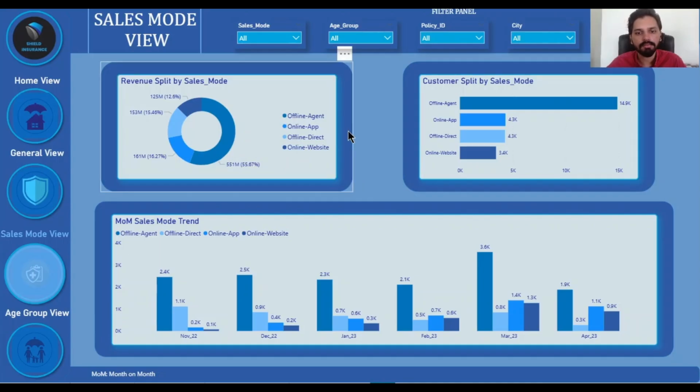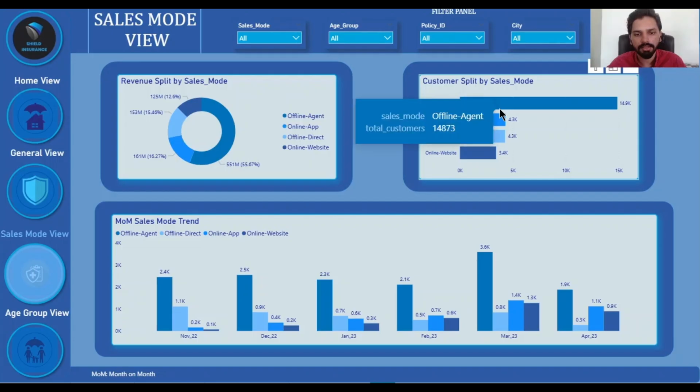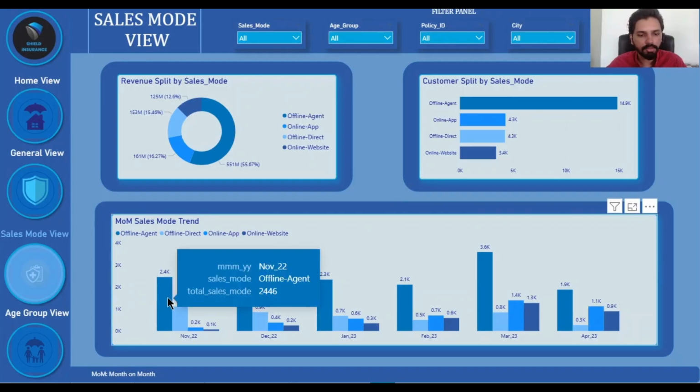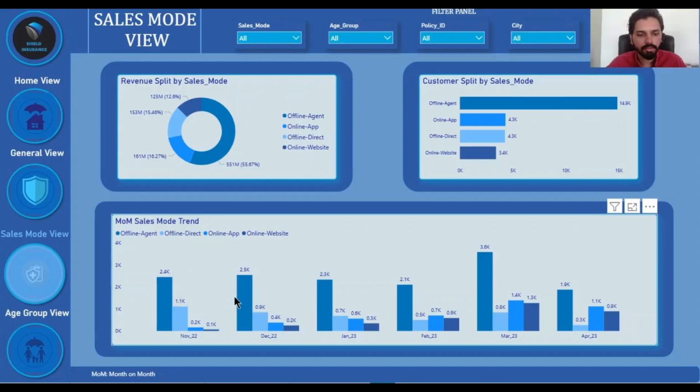Now let's understand the customer split based on sales mode. Here also, most of the customers prefer the offline agent, almost 14K customers, followed by the app, same as the revenue. Now let's understand the month-on-month sales mode trend. Here also we can clearly see that the offline agent sales mode is the most preferred among customers and is the highest in all the months from November 2022 to April 2023. For every month, the direct offline agent has the highest number.